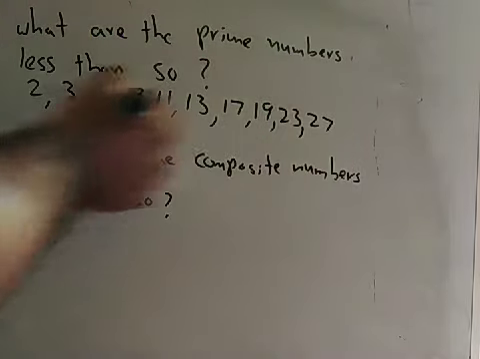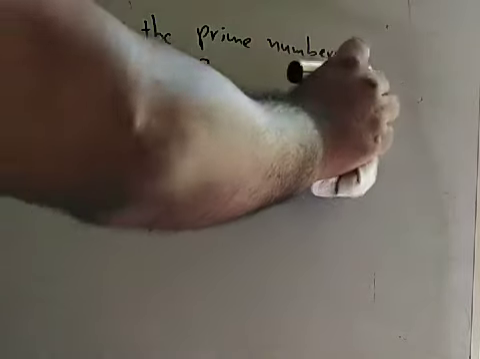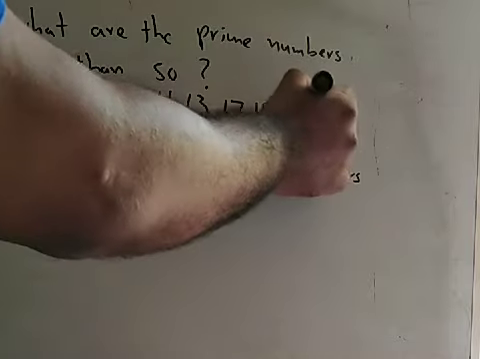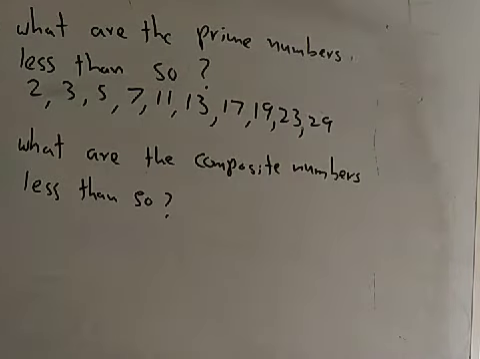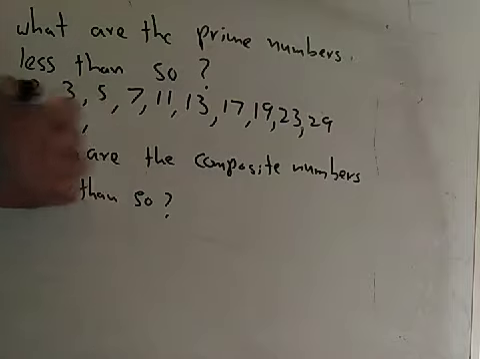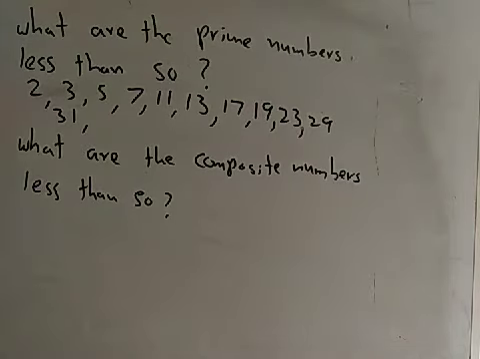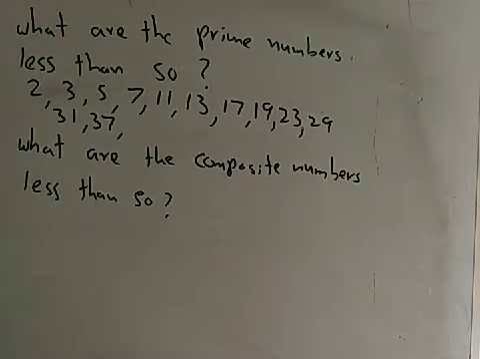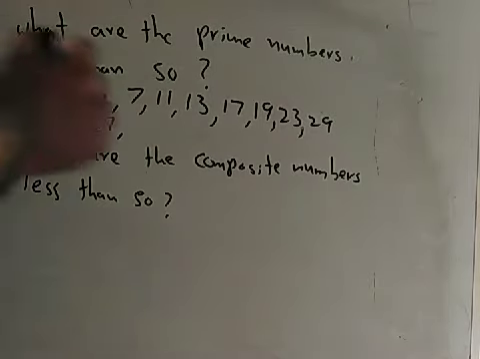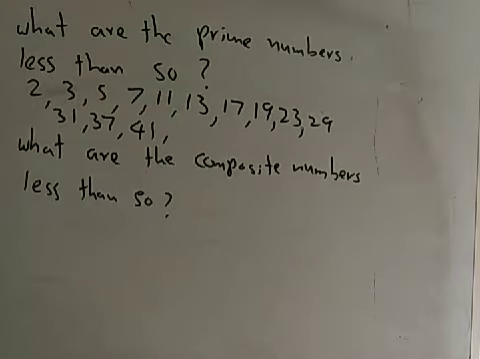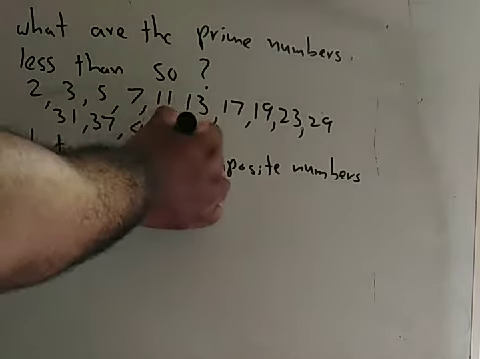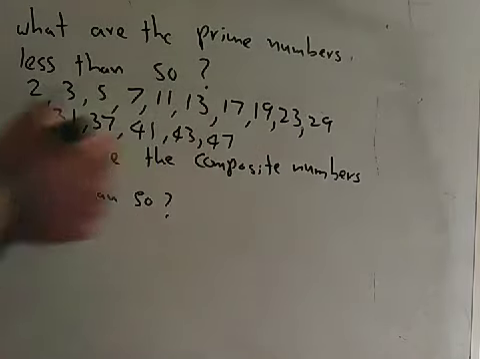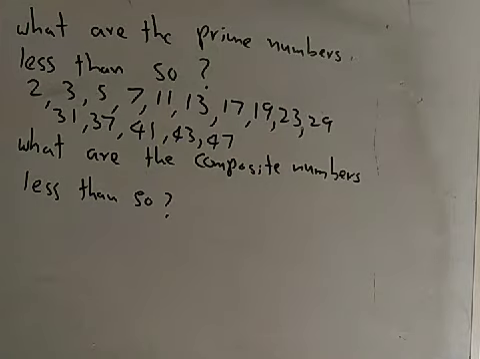27 is also prime, 1 into 27. No, not 27, it is 3 into 9. 29 is a prime number. 30, 31 is also a prime number. 37 is a prime number. 41 is also a prime number. 43, 47. These are the prime numbers less than 50.